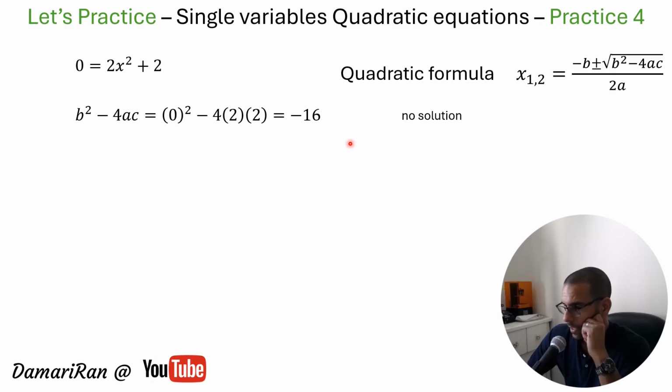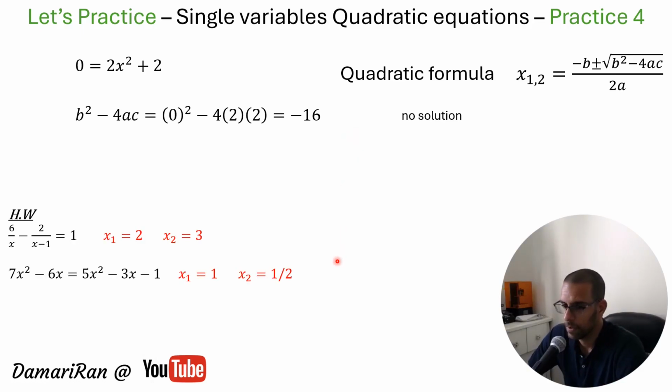So we're going to finish practice 4 by giving you some homework. Here I have 2 exercises. This one you need to rearrange to look like a quadratic equation, meaning 0 on one side and everything else on the other side, and add everything which is similar together to get a single x squared term, one x term, and one term with no x.